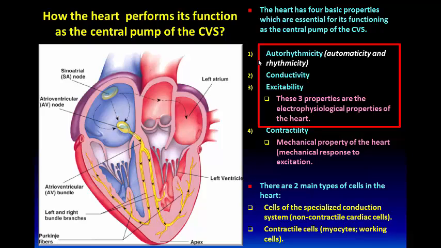As we also mentioned in the previous lecture, there are 2 main types of cells in the heart: the cells of the specialized conduction system of the heart. These are non-contractile cells, and the contractile cells in the walls of the atria and interatrial septum and the walls of the ventricles and interventricular septum, and we call these contractile cells the cardiac muscle fibers, the myocytes, the working cells, or the mechanical cells.